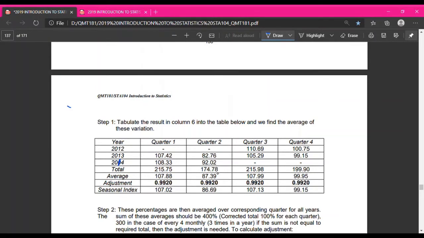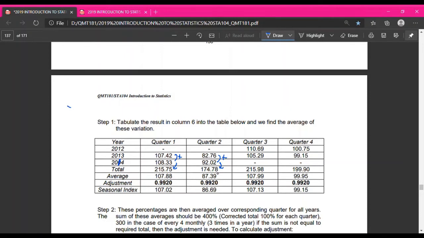And then dapatkan nilai total. Okay. Maksudnya tambah kedua ni lah. Plus these two, dapat value ni. Plus these two, dapat value ni. Plus these two, dapat value bawah ni. Okay, and then dapatkan average.